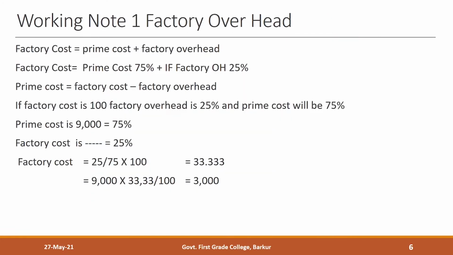You can see here, the factory cost is equal to prime cost plus factory overhead. If the factory cost is 100%, then the problem says that factory overhead is 25% of factory cost. So if factory cost is 100%, then the factory overhead is 25% of this factory cost.